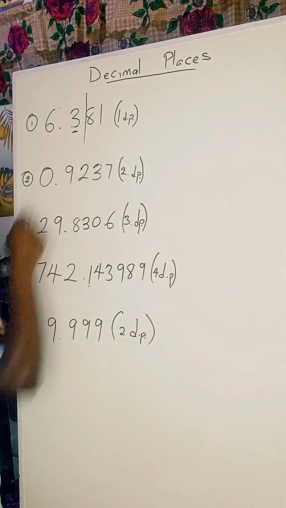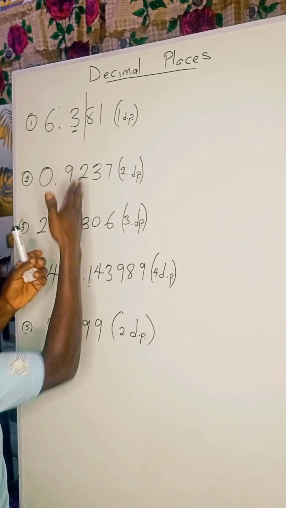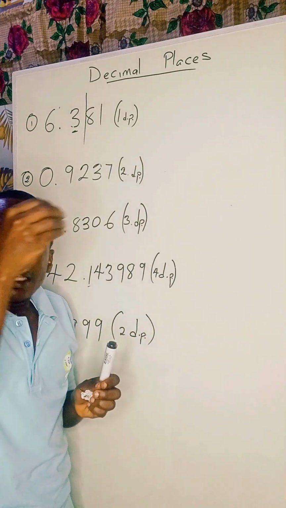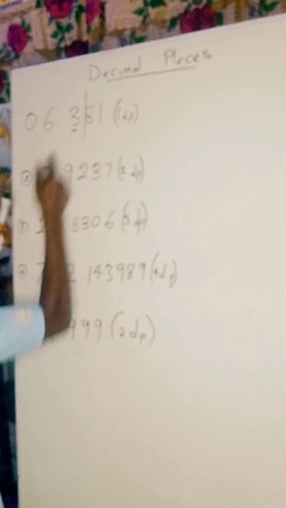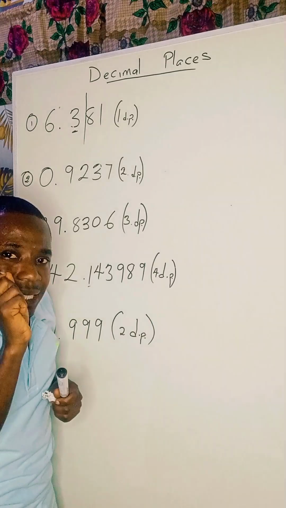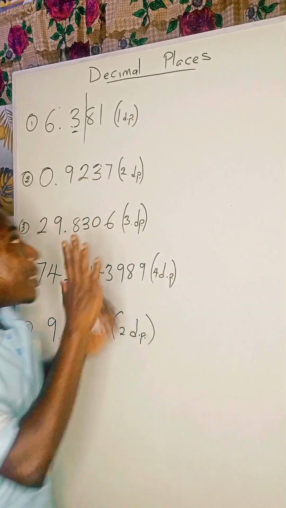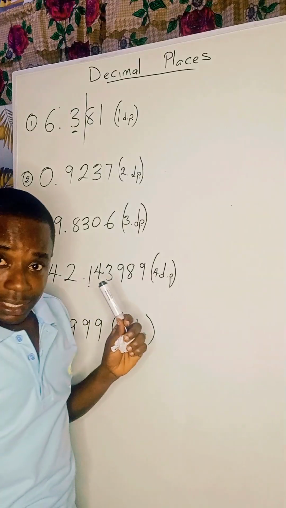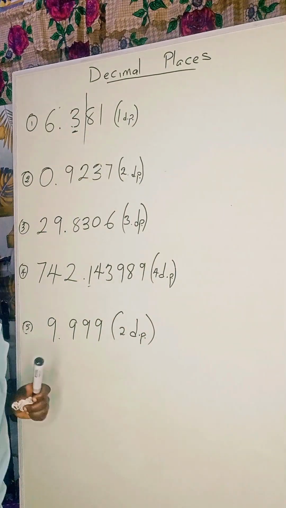This is 8. If that first number just behind the 3 is equal to 5 or greater than 5, you round this 3 up, meaning you add 1 to the 3. But if that number is less than 5, just maintain the 3, don't touch the 3. So in our case here, the next number is 8, which is greater than 5.